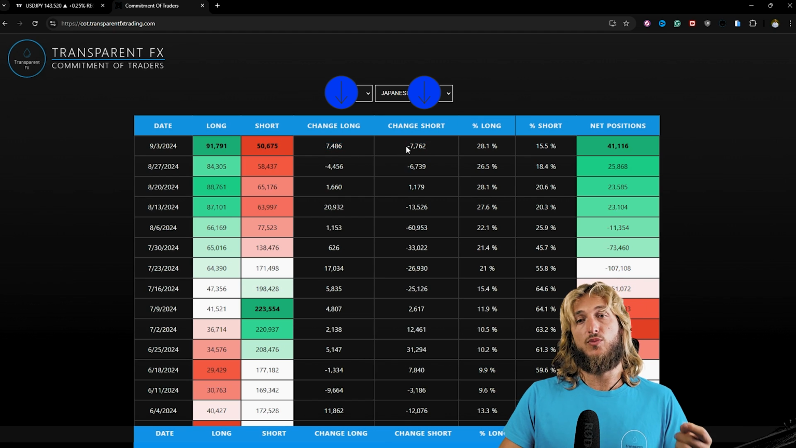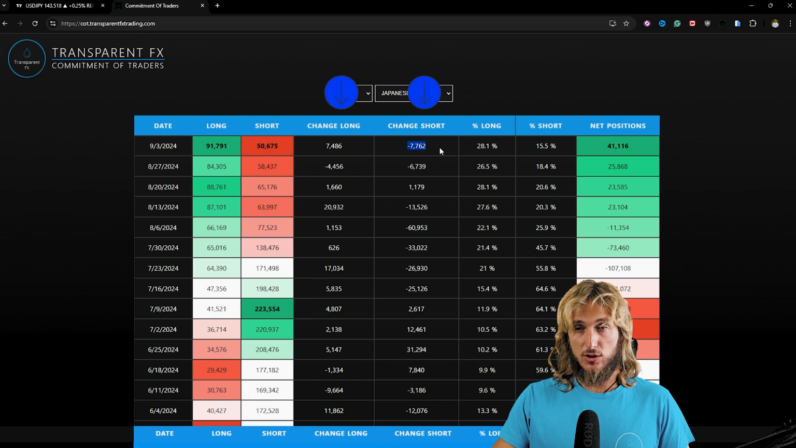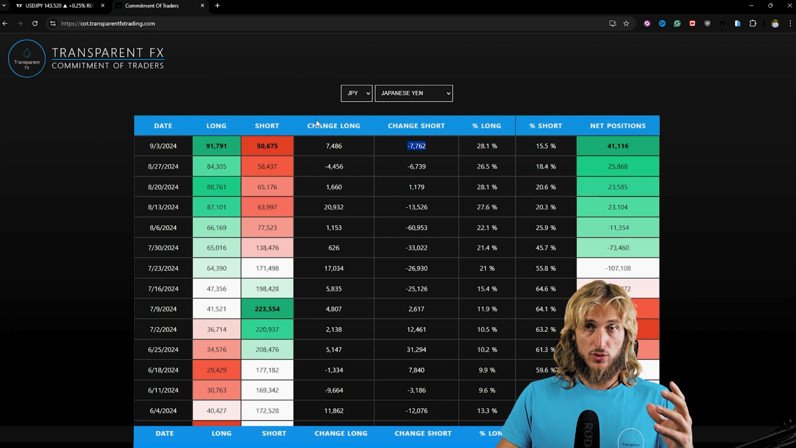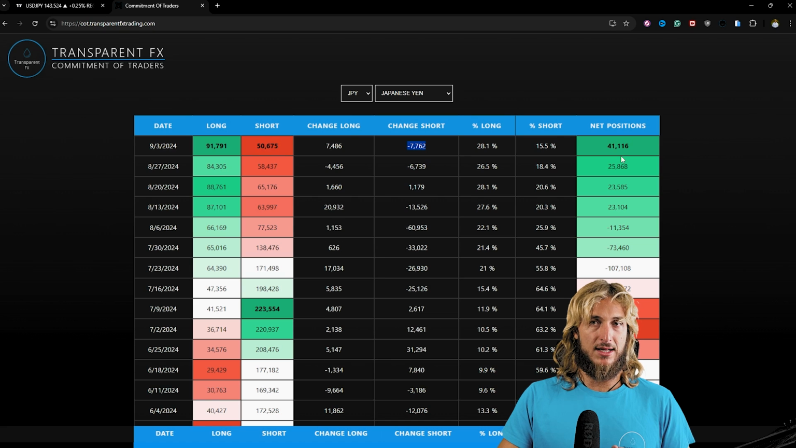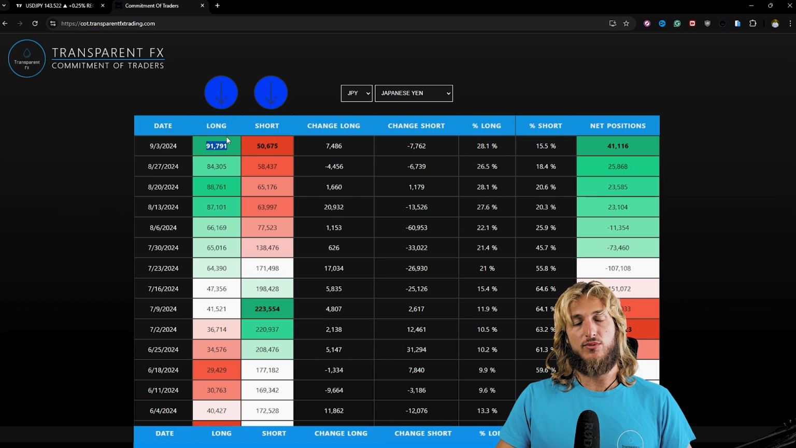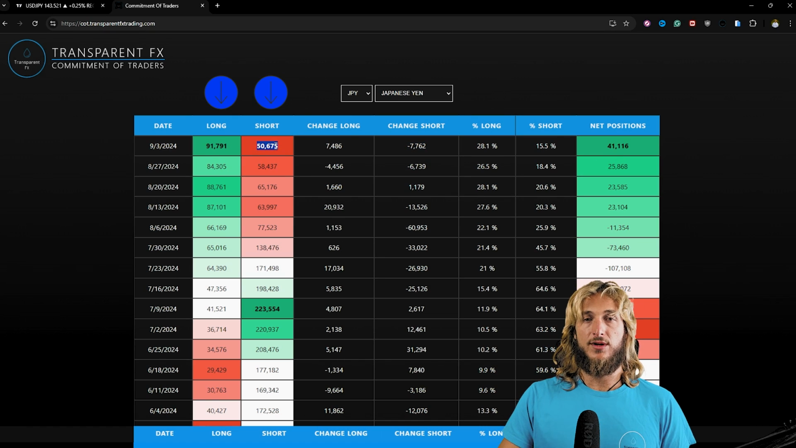7.4k longs added with just the last report, compared to 7.7k shorts getting closed, which brings the total positioning at the moment at plus 41k with 91.7k longs compared to only 50k shorts.